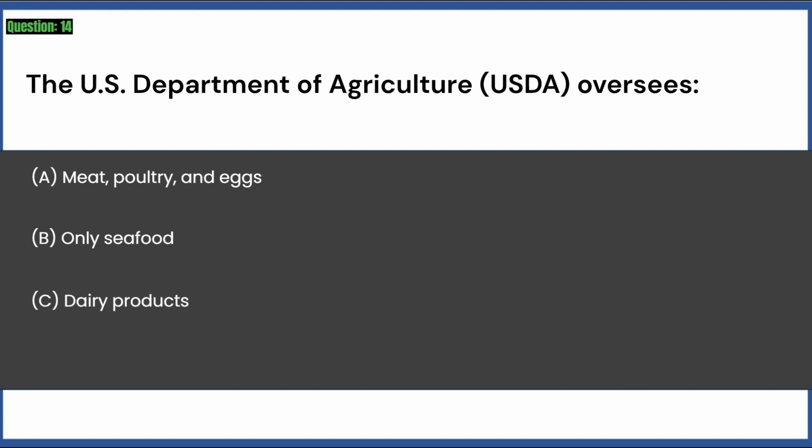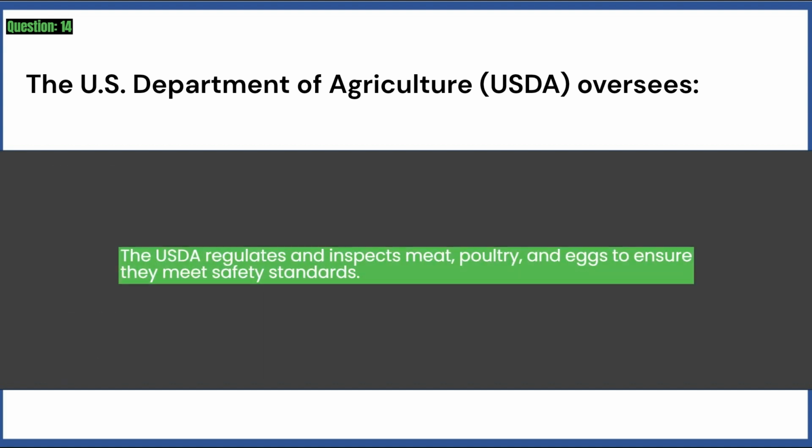The U.S. Department of Agriculture, USDA, oversees: A. Meat, poultry, and eggs. B. Only seafood. C. Dairy products. D. Produce. Answer: A. The USDA regulates and inspects meat, poultry, and eggs to ensure they meet safety standards.